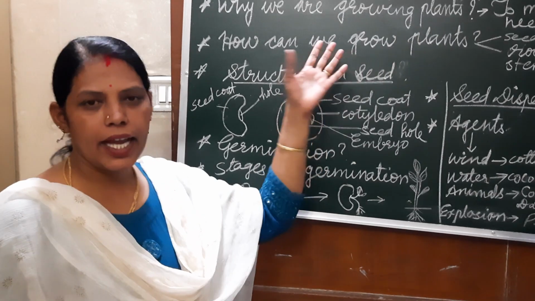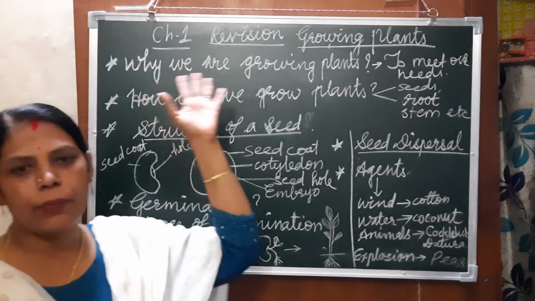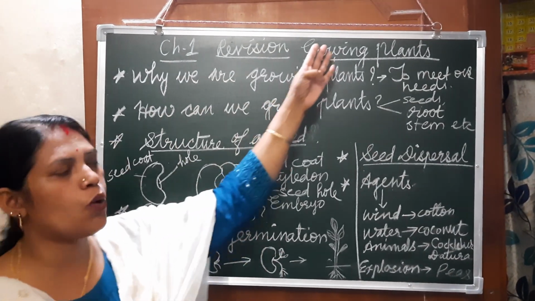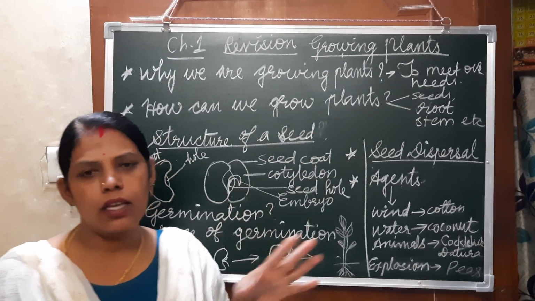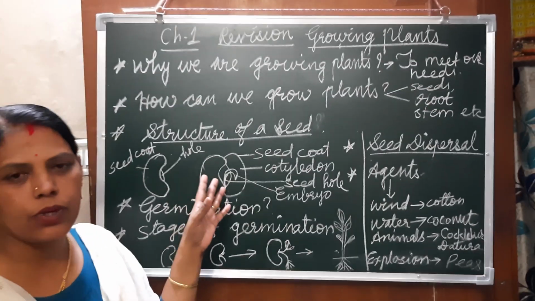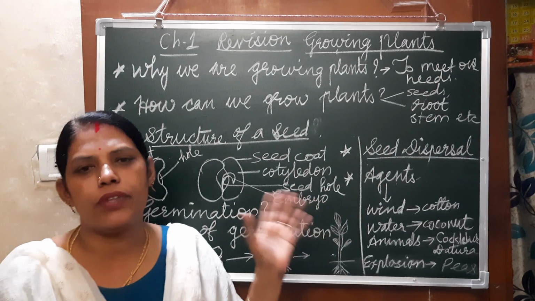Okay, already I explained this chapter 1 in detail, right? That is growing the plants. Now we will do the revision of this chapter. Okay, just the summary of this chapter.